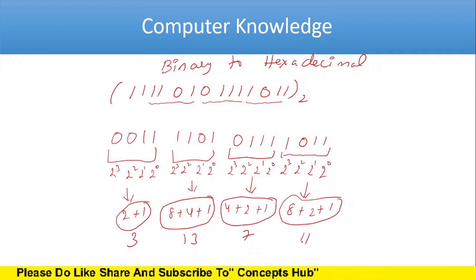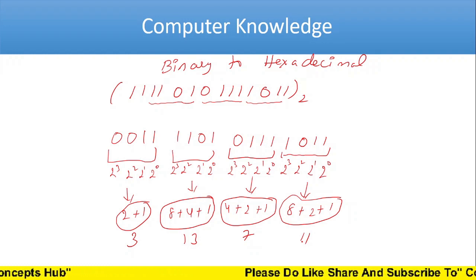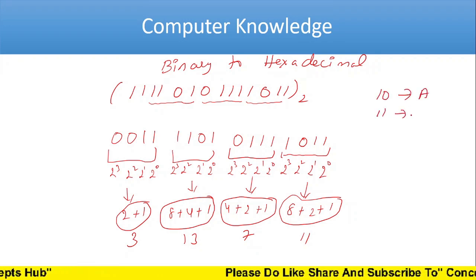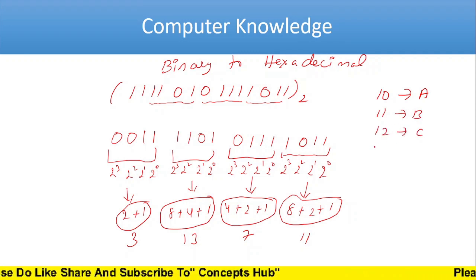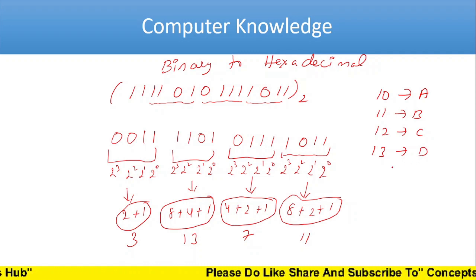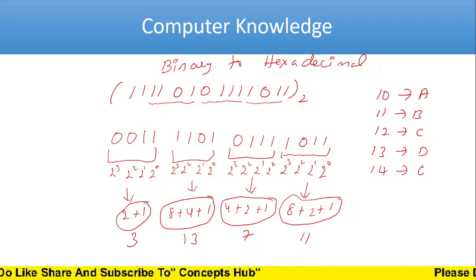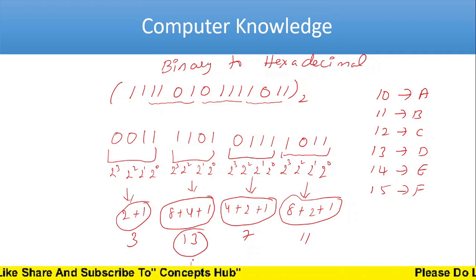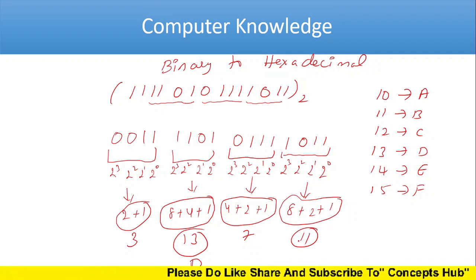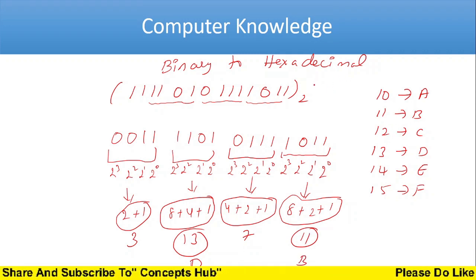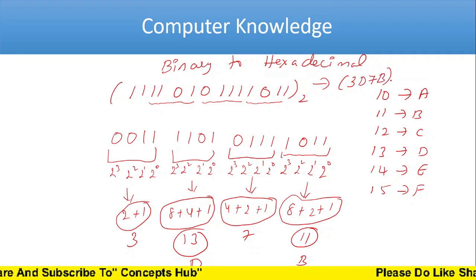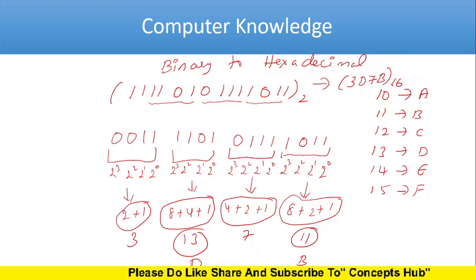So in hexadecimal, whenever you see a number greater than 9, if it is 10, you need to assign A. If it is 11, you need to assign B. 12, C. 13, D. 14, E. 15, F. So here 13 would be D, and 11 would be B. So the hexadecimal for the given value is 3D7B, and the base would be 16. 3D7B.